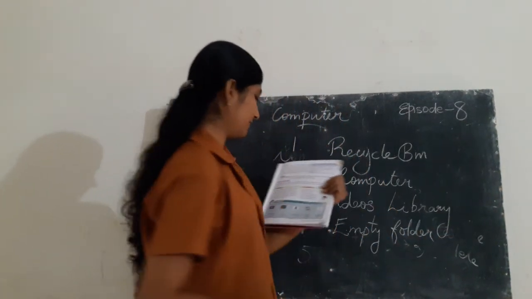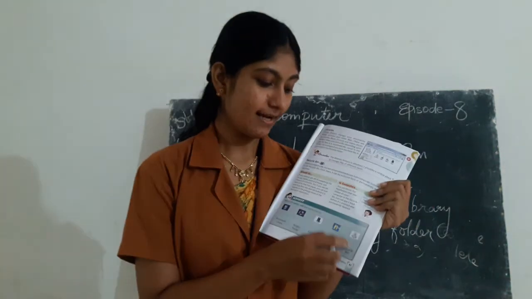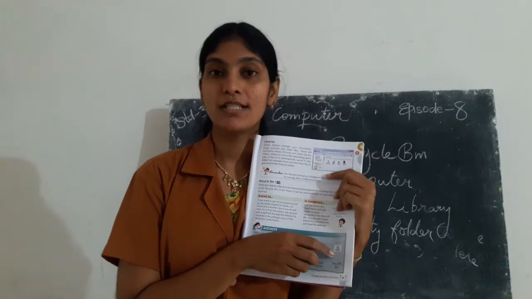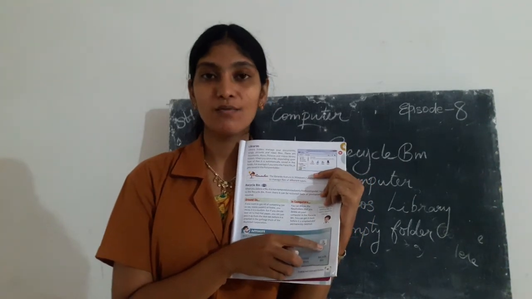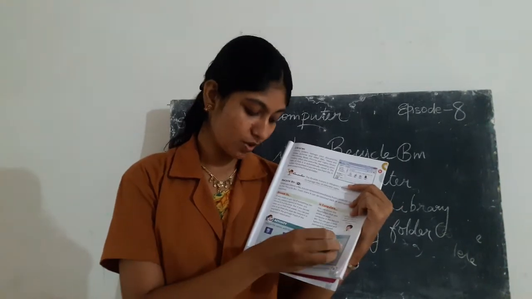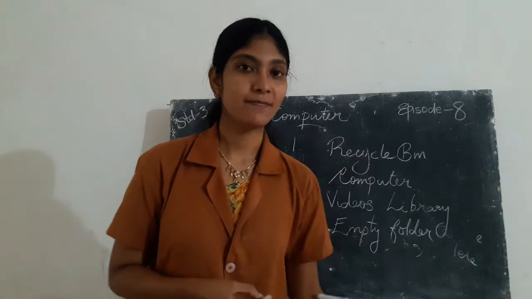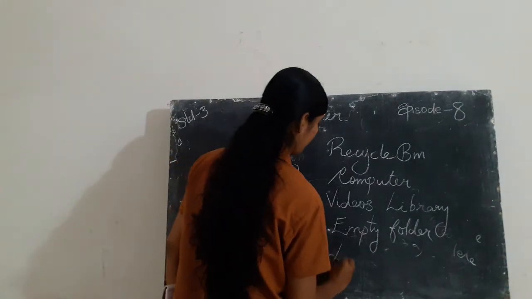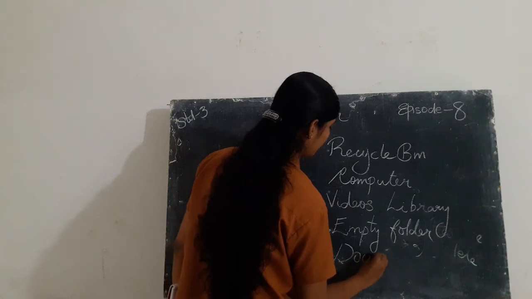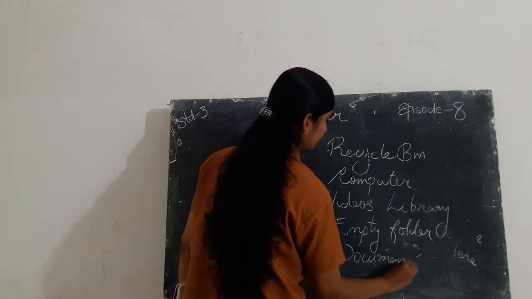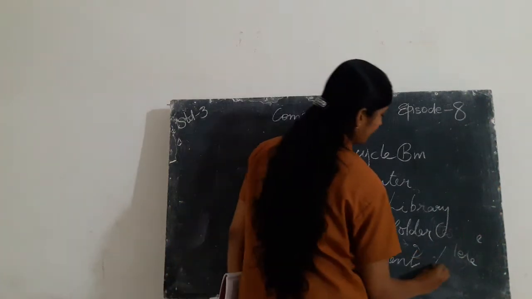Then the fifth one, the last one, is a picture of a document. So that is a picture of what? Document. So you can match the document to the document library.